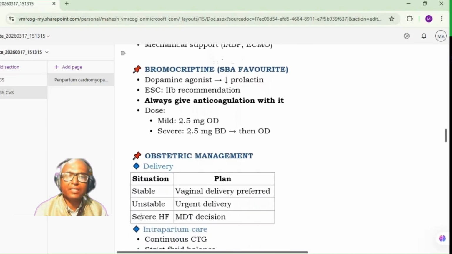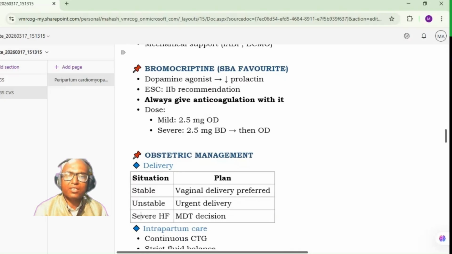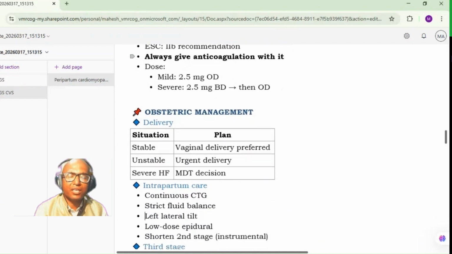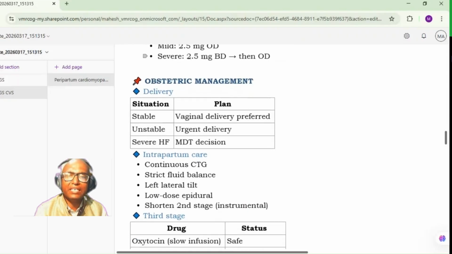Then bromocriptine, it is a dopamine agonist, decreases the prolactin level, and always give anticoagulation along with it. Dose is around 2.5 milligram OD. In severe cases, it may be 2.5 milligram BD and then shift to OD.